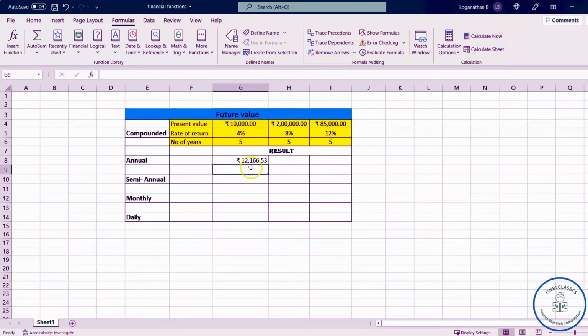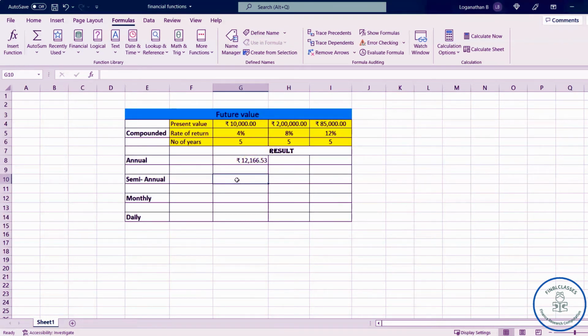So you find that the value is 12,166, which is the future value, which is a compounded value of your 10,000, which is nothing but 12,166.